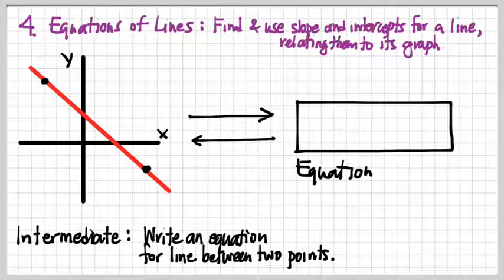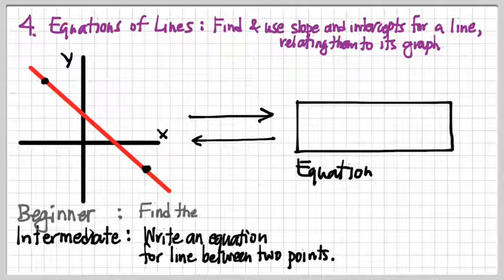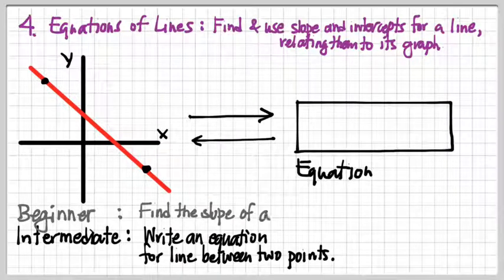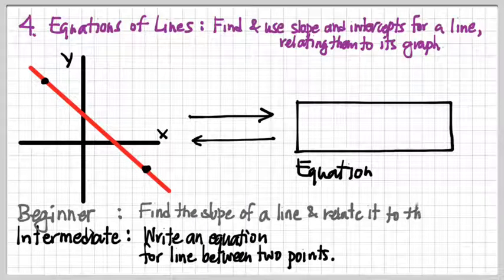But first, let's start at the ground floor. At the beginner level, we were introduced to the concept of what slope is and what slope means. So at the beginner level, I would say that our skill here is to find the slope of a line and use it. Or maybe, let's not say use it, let's say find the slope of a line and relate it to the direction of a graph.